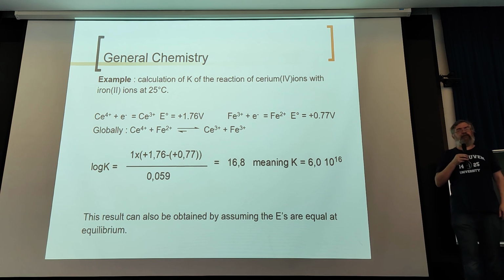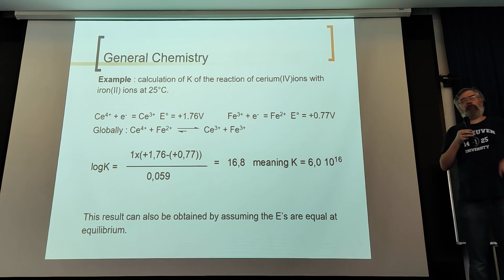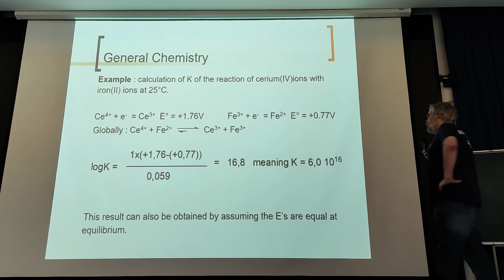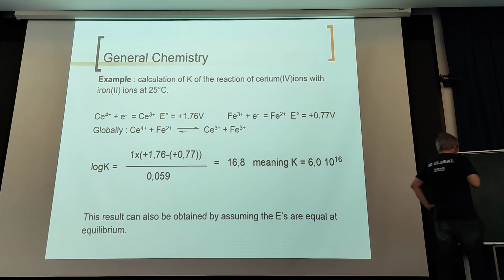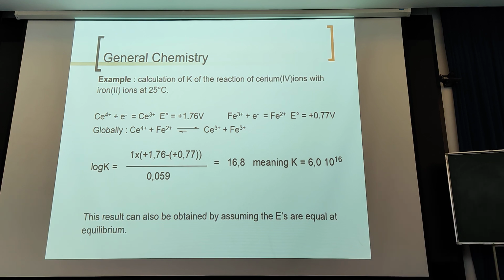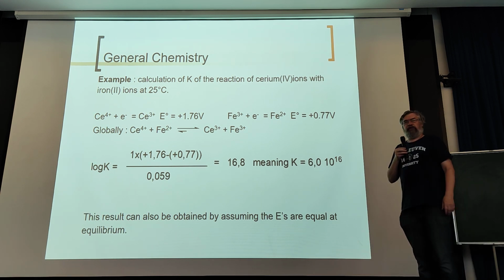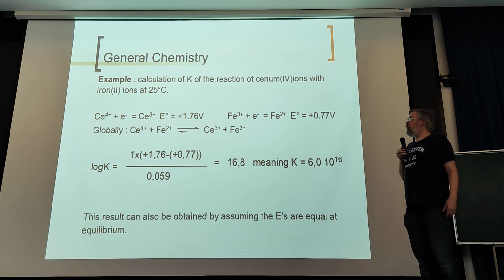So, we will have another example that we will calculate, based on an equilibrium constant that we will also be able to derive from the potentials. It's a reaction of cerium 4 plus with iron 2 plus. Now we have two half reactions, in cerium and in iron. And so the half reaction of cerium is cerium 4 plus and an electron that gives cerium 3 plus. The potential for that is big, 1.76. We know it's a very strong oxidant.